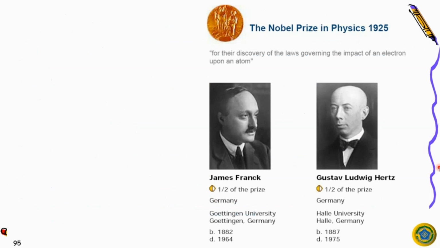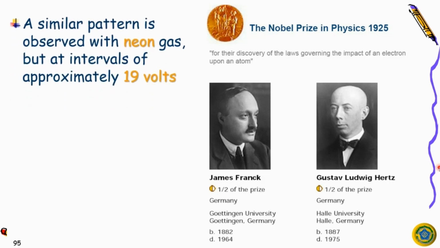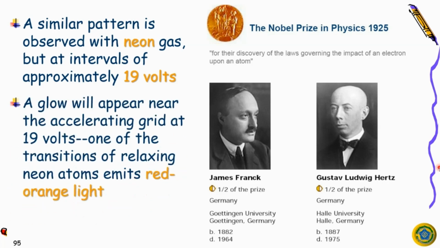Of course, they got the Nobel Prize because of this experiment, and this is very important. Quantum mechanics moved one step forward because of this. So a similar pattern: they might think, wow, if they put mercury, can I put other elements? Yes, you can, because neon will be 19 volts. Okay? And neon gives red-orange light. That's why you can see it in the pub, right? When you want to have a drink.